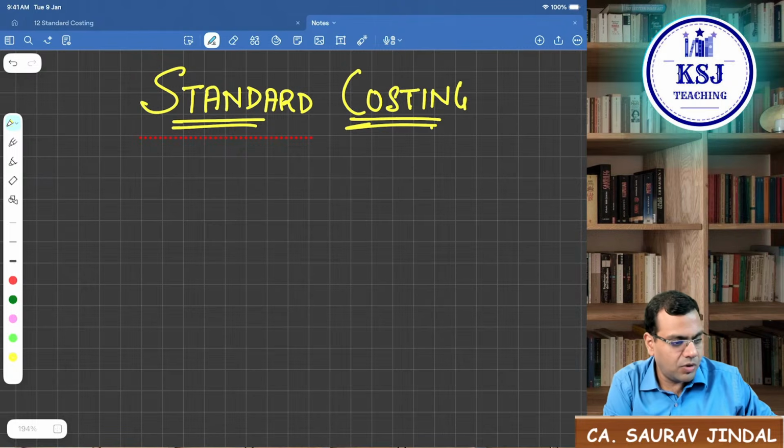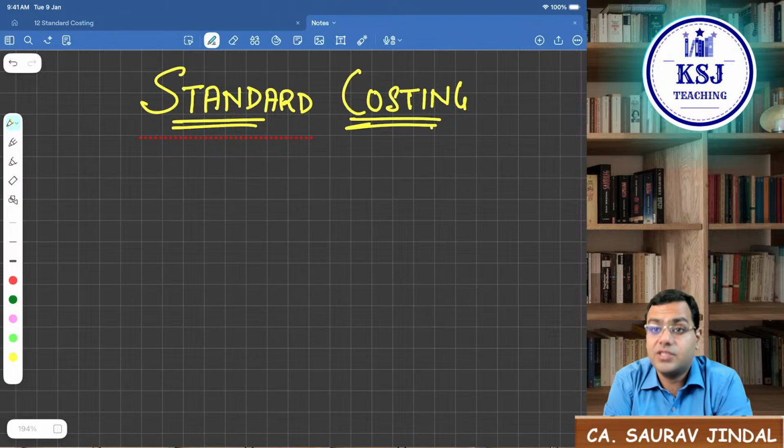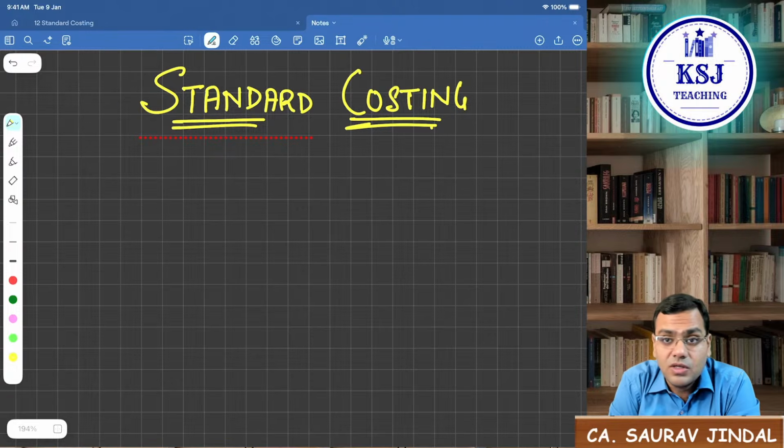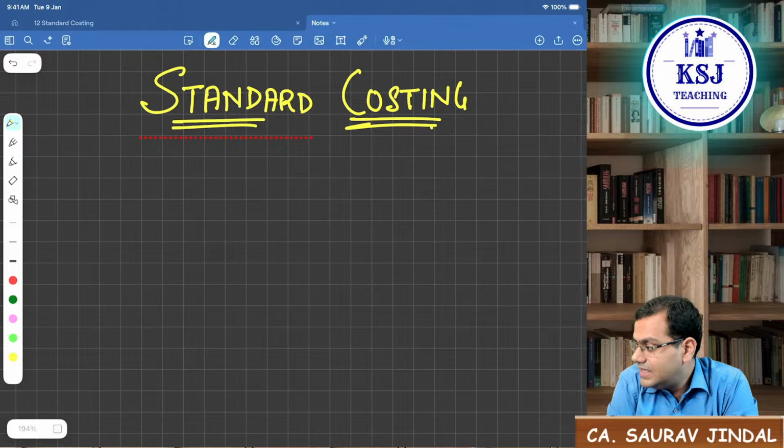So we have an important session on standard costing coming up. As I updated yesterday also, we'll be revising all the concepts of standard costing. We'll be discussing what all is standard costing.